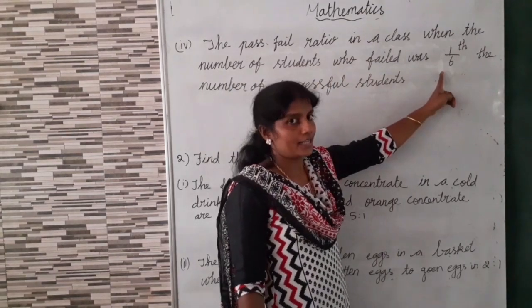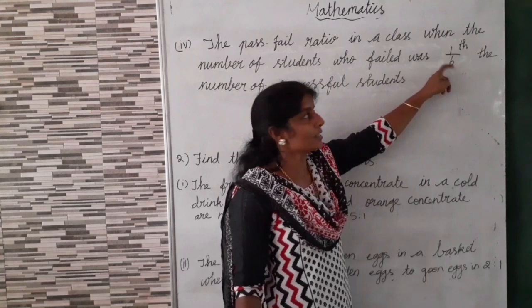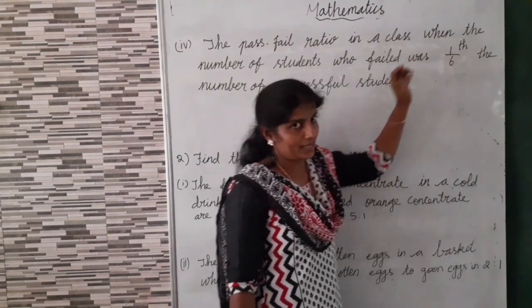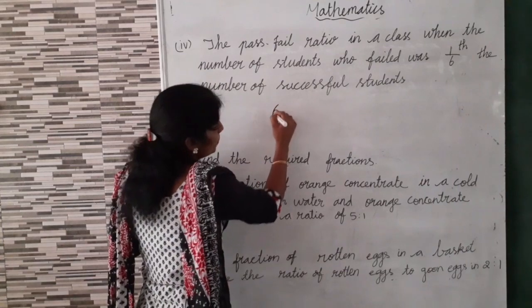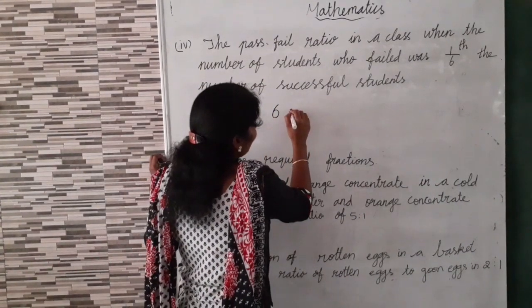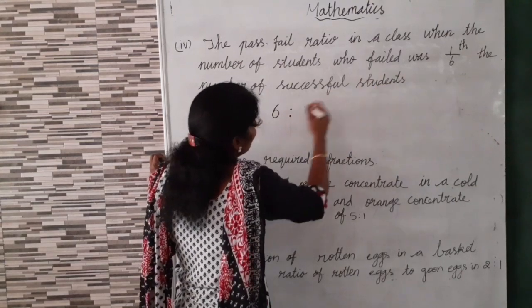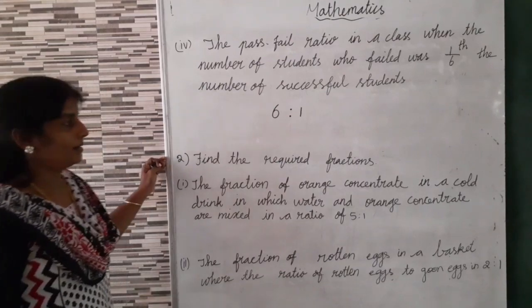Total 6 students. Number of students failed 1. 1 by 6 means 1 student failed, isn't it? So we can write total 6 students. How can you write in ratio form? 6 students is to 1 student who failed. So we can write 6 is to 1.